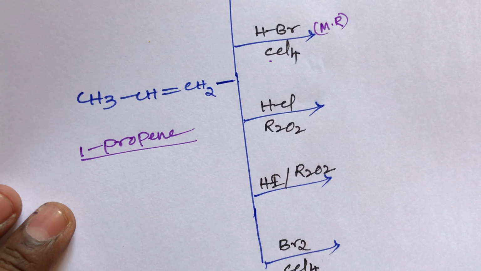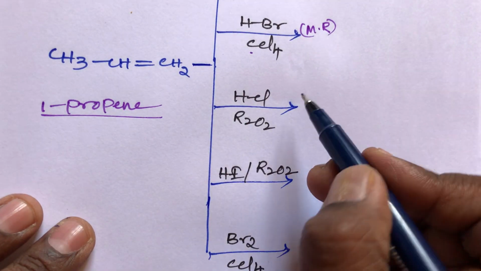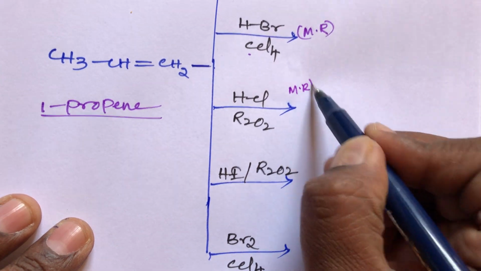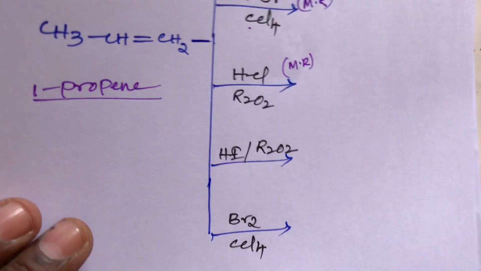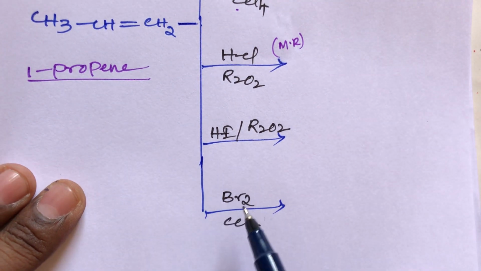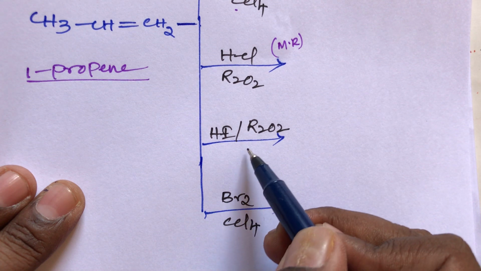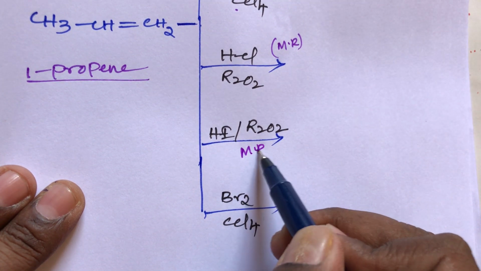And what about HCl? 1-propene with HCl in the presence of peroxide also follows the Markovnikov rule. And what about HI? When 1-propene reacts with HI in the presence of peroxide, it also follows the Markovnikov rule.